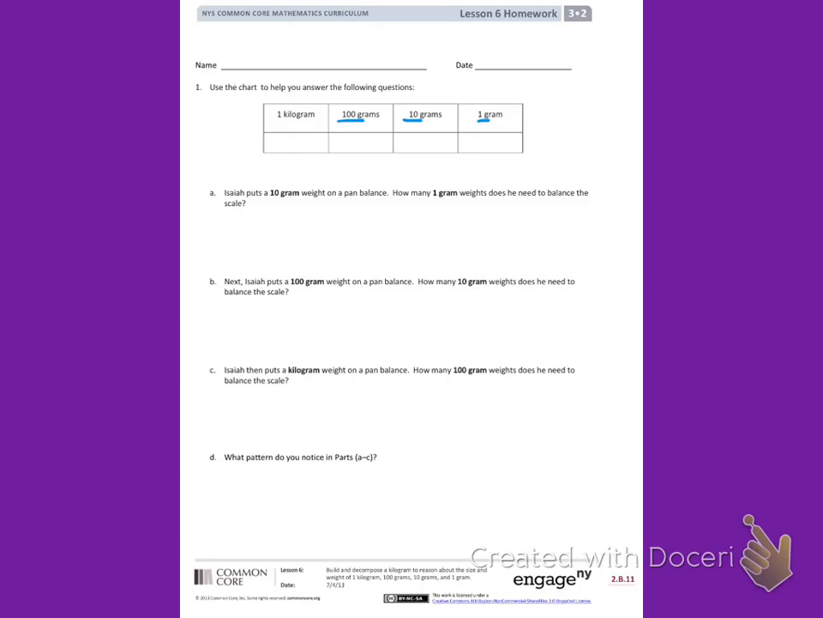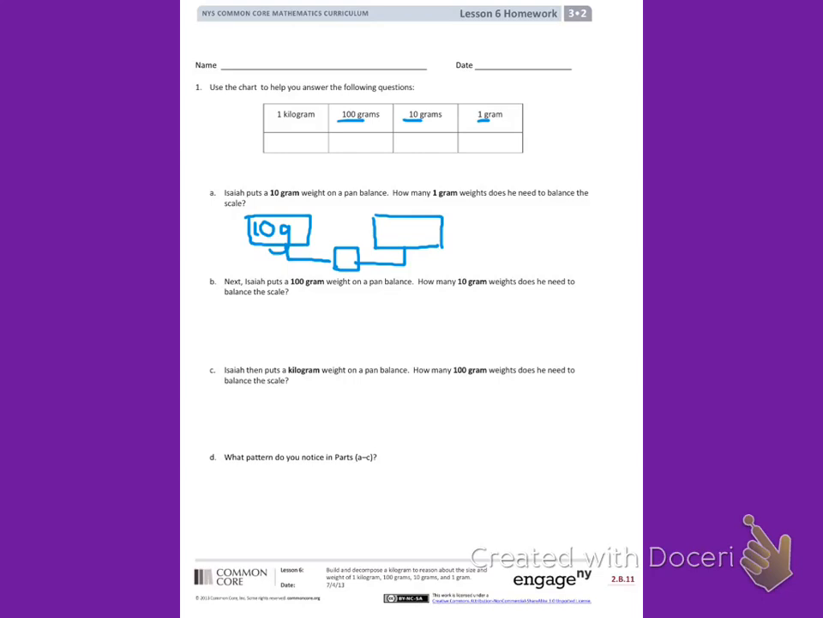So a pan balance has a pan on one side, a base, and a pan on another side. So if he put a 10-gram weight right here, how many ones does it take to equal one 10-gram weight? The way you can do this is simply by counting by ones until you get to 10 grams. So you go ahead and figure that out.